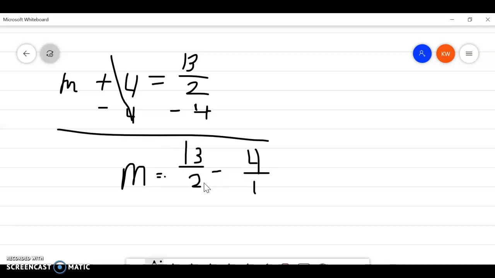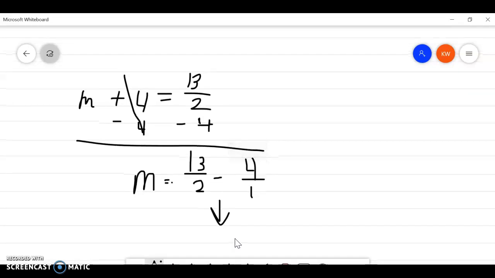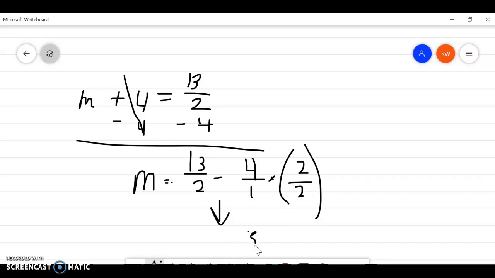And we're going to go through. We got to make these both have like denominators. So underneath, we're going to make sure that we got a 2. So we got to make this turn into a 2. So that means that when we multiply this side, we got to do this by a 2 over another 2, which gives us an 8 over 2. And over here we got 13 over 2. Now, 13 minus 8 gives us a 5 over 2.